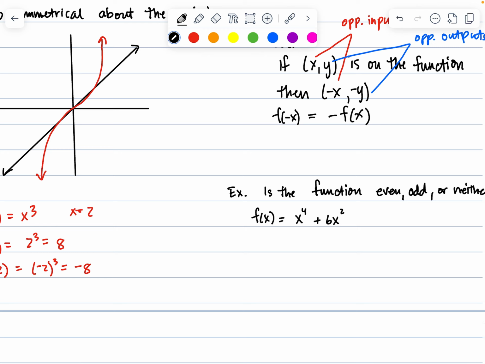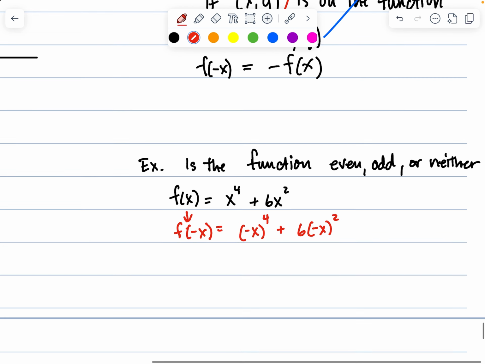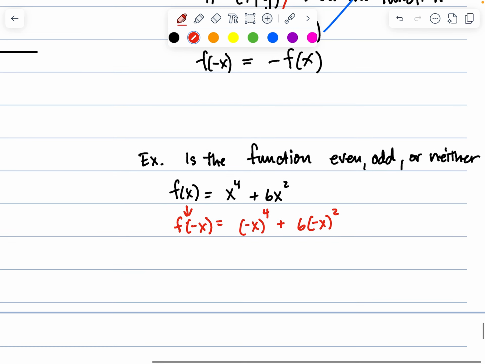What we're going to do is plug in the opposite input, f of negative x. And when we plug it in, make sure you use parentheses: negative x to the fourth plus 6 times negative x squared. Okay? If the result of this is equal to x to the fourth plus 6x squared, then we have even. If we get opposite outputs, then it will be odd, and if it's neither, it's neither.